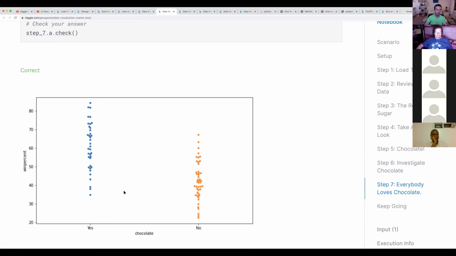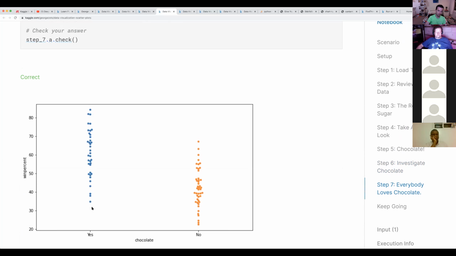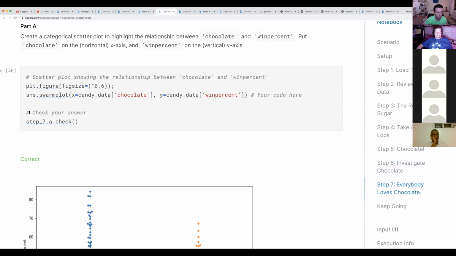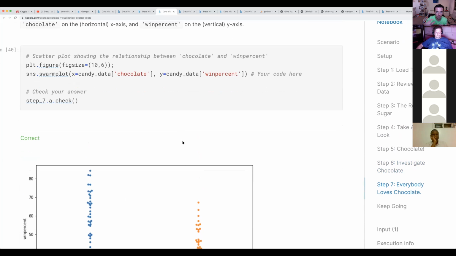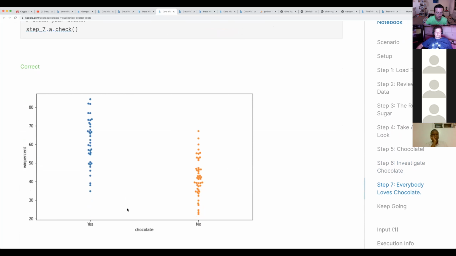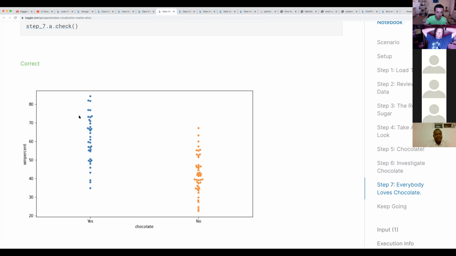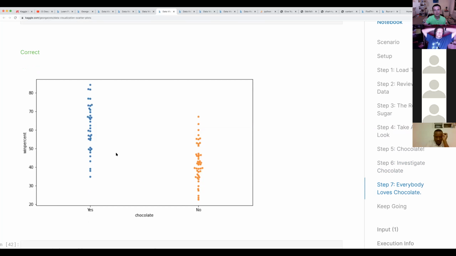Then another one, if you wanted to look at popularity just based on chocolate, whether it contains chocolate or not, we use a new visualization here called a swarm plot. Our x-axis is this categorical variable chocolate, whether a candy contains chocolate or not. And the y-axis is how popular a specific candy is. The color is blue if it contains chocolate, orange if not. And you can see that these higher numbers here indicate that adding chocolate tends to give you more popular reviews.